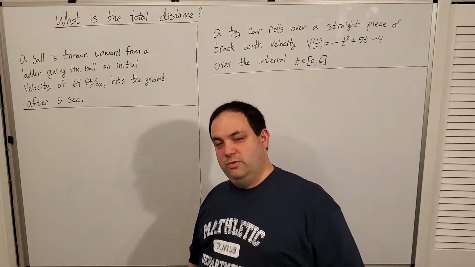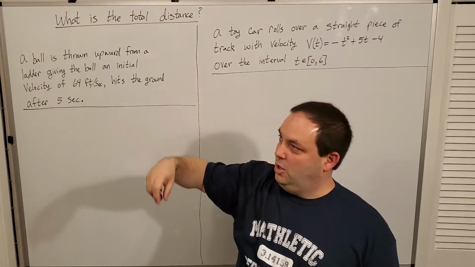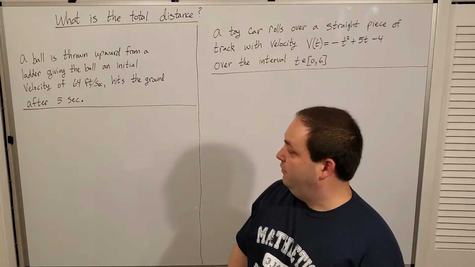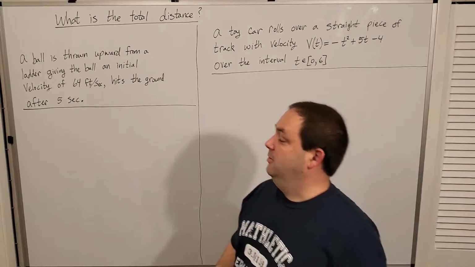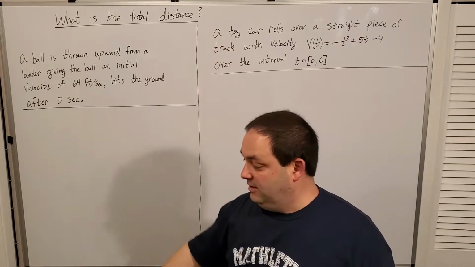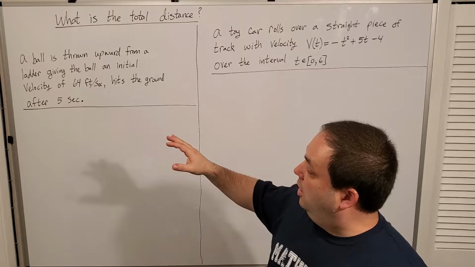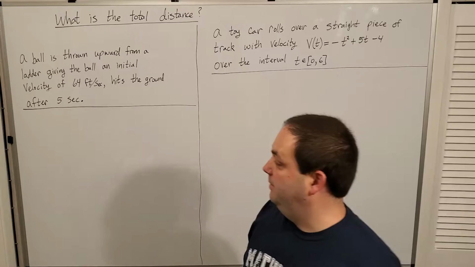So, of course, we're talking about on Earth, right? The ball's thrown upward from the ladder. It does go up because it has an initial velocity, 64 feet per second, like you threw it really hard. But then it does eventually come back down. So, we weren't given any kind of function, but we were given an initial velocity.